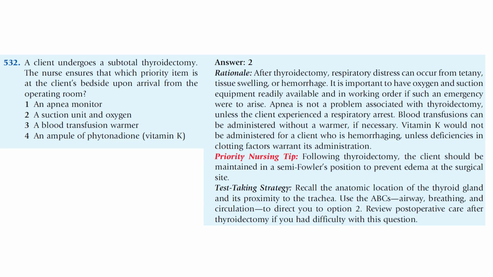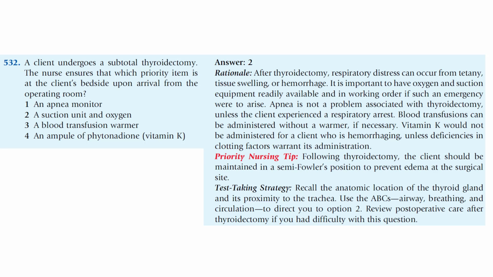532. A client undergoes a subtotal thyroidectomy. The nurse ensures that which priority item is at the client's bedside upon arrival from the operating room? 1. An apnea monitor. 2. A suction unit and oxygen. 3. A blood transfusion warmer. 4. An ampoule of phytonadione.